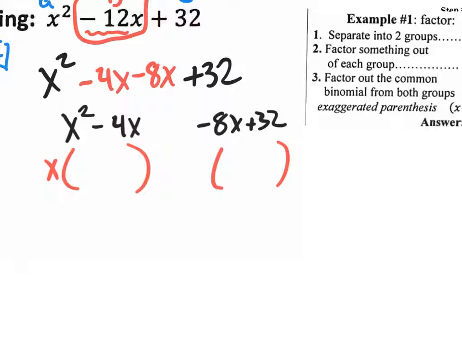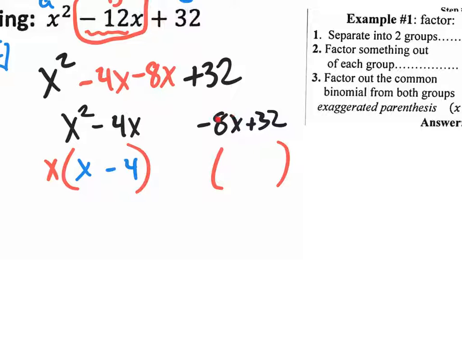Negative 4, okay. And you know what? Let's actually pull out the x first, and let's see what happens. So what would I have left? X times what gets us back to the x squared? There you go. X times what gets us back to the minus 4x? Minus 4, okay. So we know that we have a binomial of x minus 4. That's what I would like to have here, right?